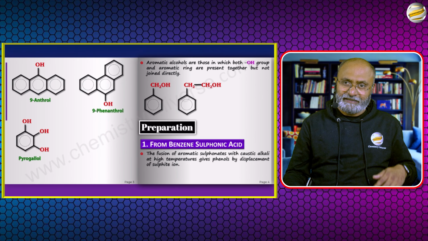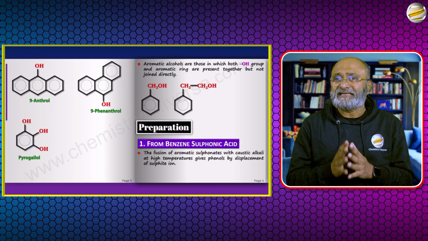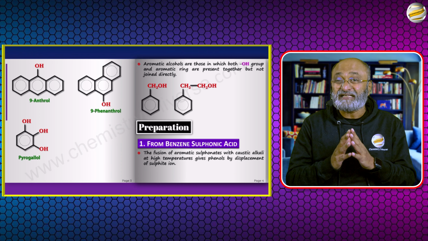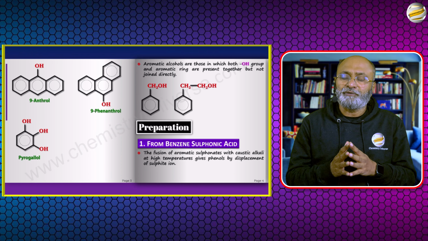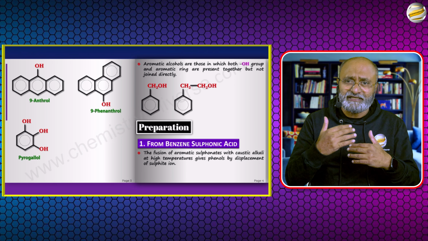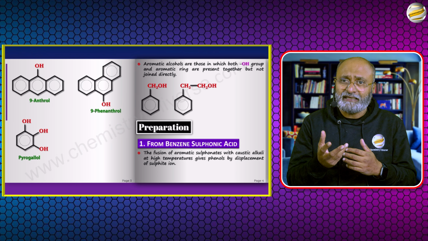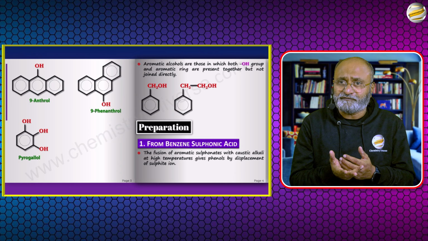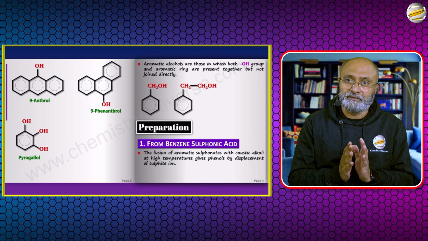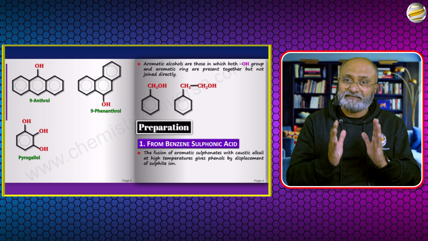Now try and understand this statement. This is what it means. Fusion means heating. Fine. Fusion of aromatic sulfonates. Now what is aromatic sulfonate? Do you remember benzene sulfonic acid? There's a benzene ring on which you have an SO3H attached. So if I reacted it with, let's say, NaOH or any alkali, I'll get the sodium or potassium salt of that. So that is the sulfonate. So you heat the aryl sulfonate, that means SO3Na attached to benzene, that is aryl sulfonate.